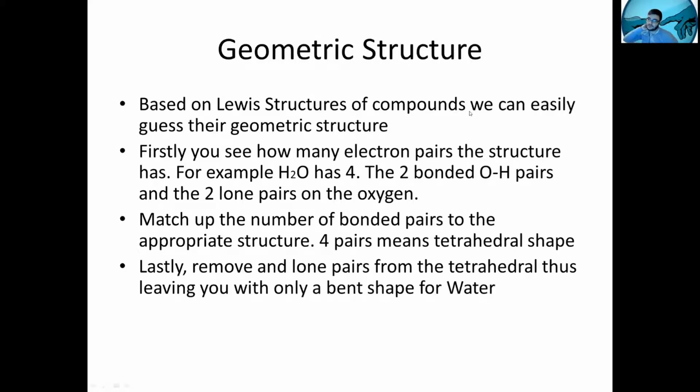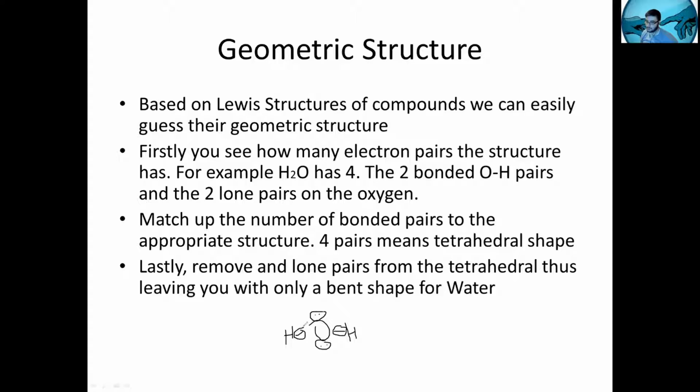Now, let's find the geometric structure. Now that we know how to do Lewis structures very easily for compounds, it should be pretty easy to guess the geometric structure of most compounds. First, you have to see how many electron pairs the structure has. For example, H2O, as we just talked about, has 4. So, oxygen, again, we'll just draw it like this, and dot, dot, dot, dot, right? So it has 4. Remember, this is 2, this is 1, this is 1, this is 1, and this is 1.